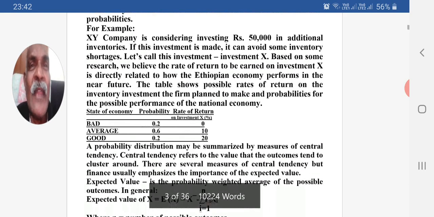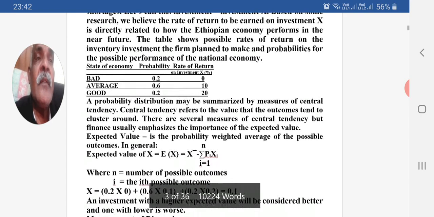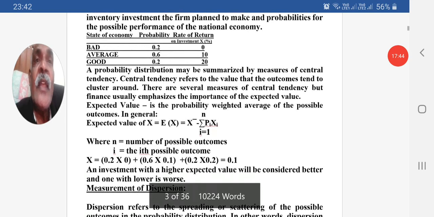if a company XY is considering investing 50,000 rupees in additional inventories. If this investment is made, it can avoid some inventory shortages. Let's call this investment the investment X. Based on some research, we believe the rate of return to be earned on investment X is directly related to how the Indian economy performs in the near future.